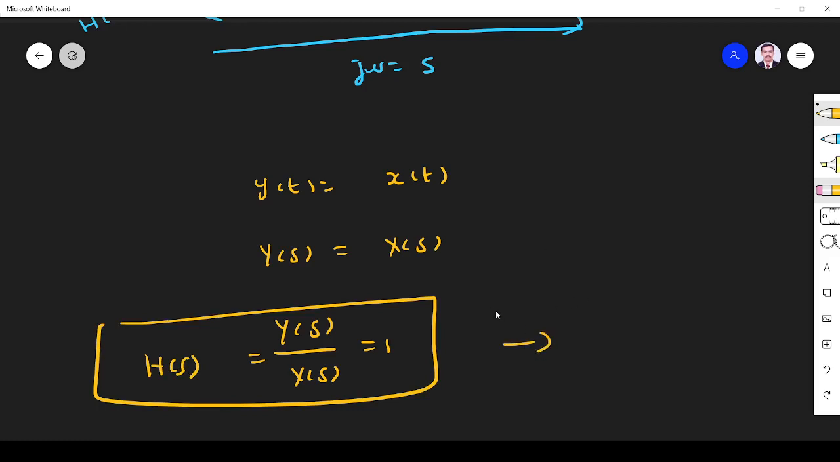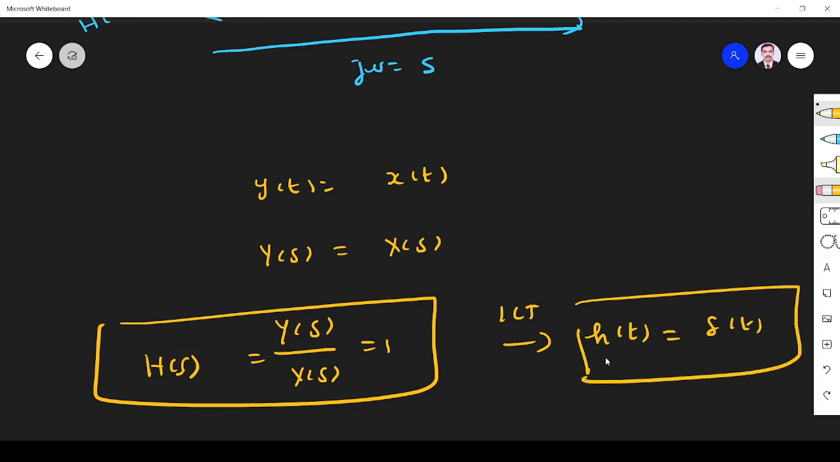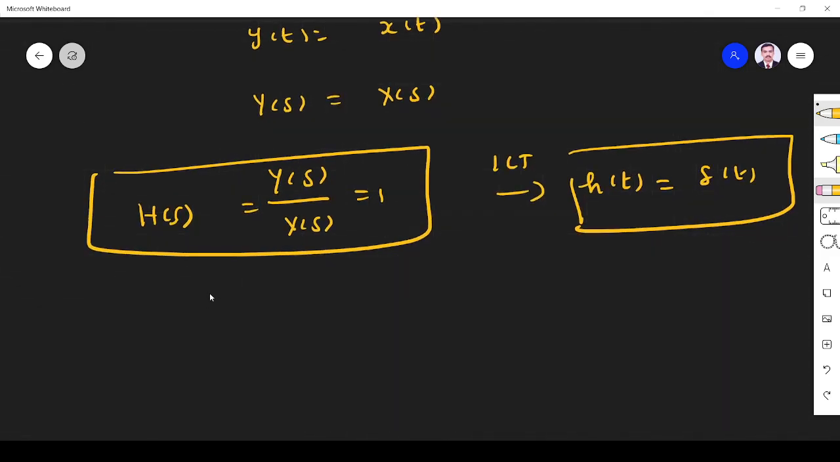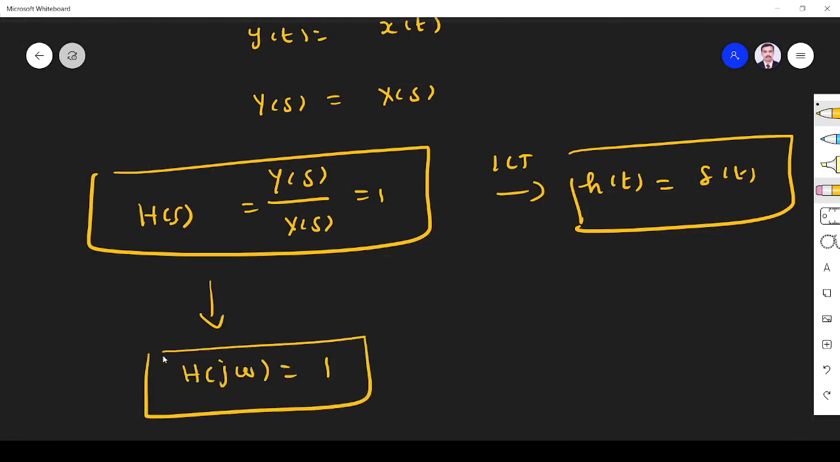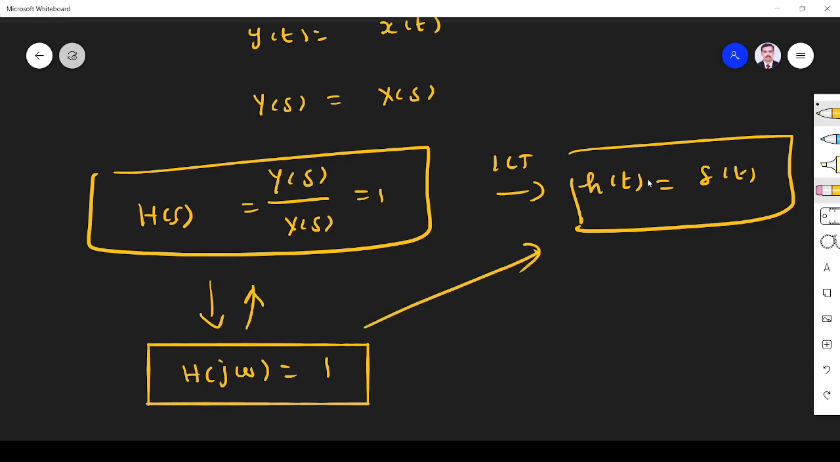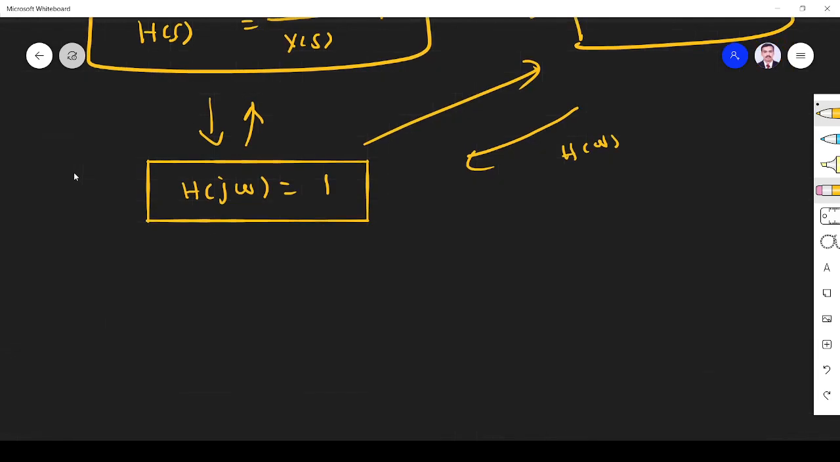If I take inverse Laplace, h of s has inverse Laplace of h of t, which is del of t. So impulse response is del of t, right? If I want frequency response, what I have to do? I have to replace s by j omega, that is equal to 1, right? So in this way we can find anything from the other. From here to here you can go, from here to here you can go. Take Fourier transform of h of t, it will give h of omega. Del of t Fourier transform is 1, so we can get this. So anything we can find by using this triangle. This is the important triangle. These are all the things we must know.